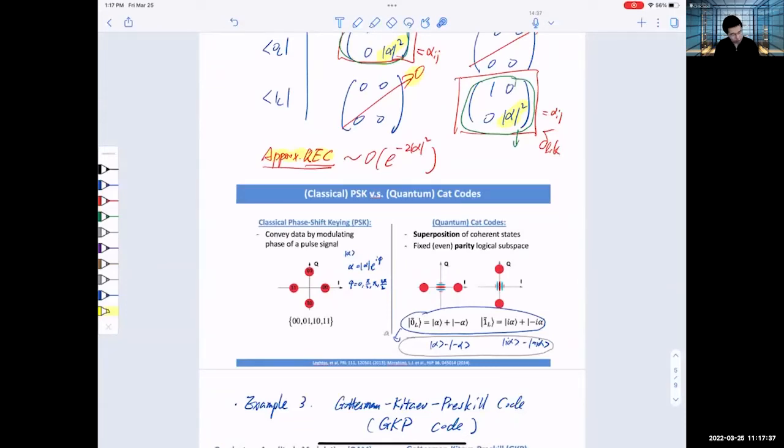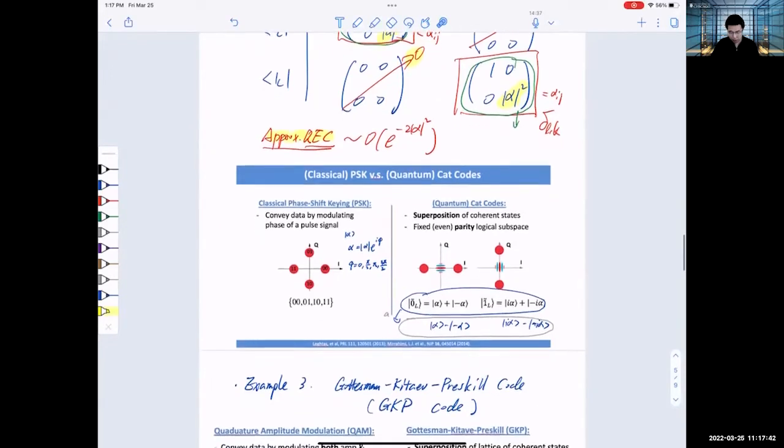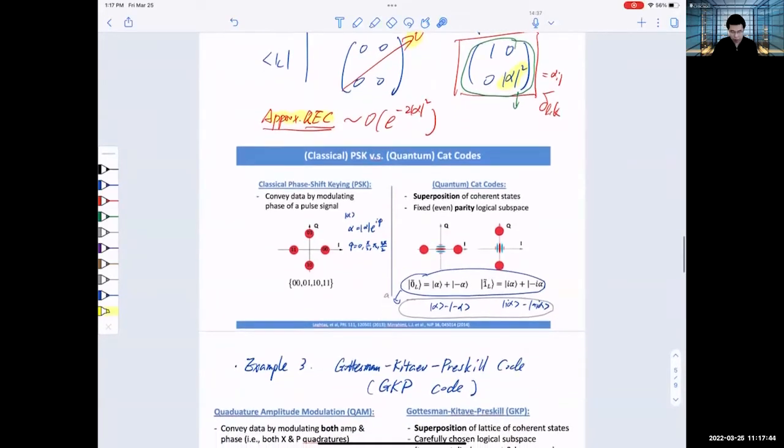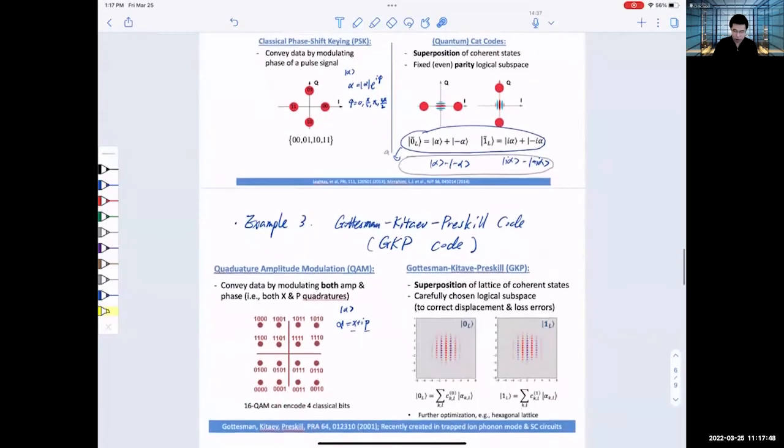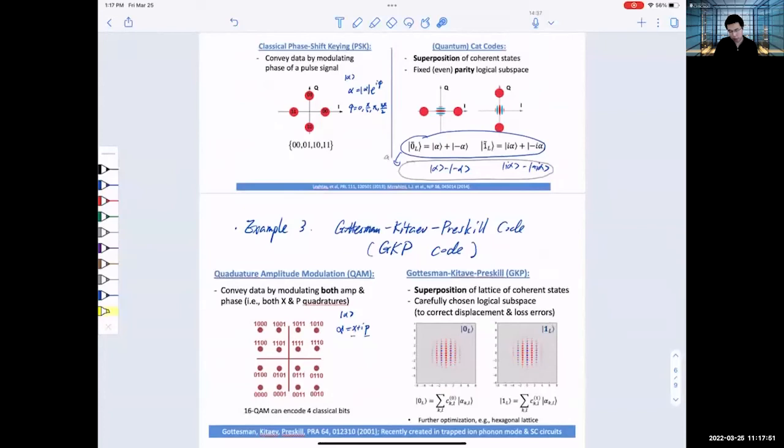So there's actually another type of bosonic code, which we call the Gottesman-Kitaev-Preskill code, the GKP code, named after the three inventors. This code also has a connection to a classical code called quadrature amplitude modulation. So what is quadrature amplitude modulation? It's a classical communication code that sends information encoding information in both amplitude and phase of a coherent state.